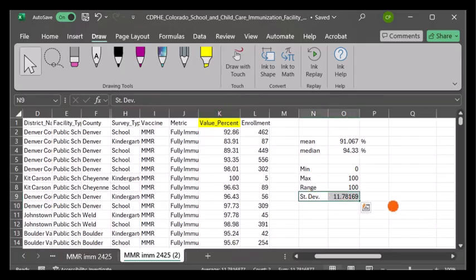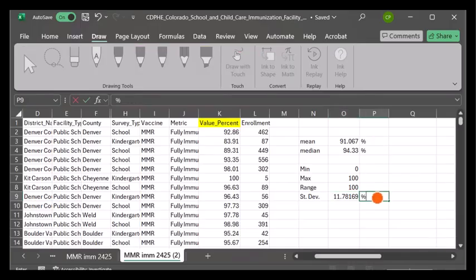The interpretation would be the same here. This is saying that if you consider all the schools in Colorado, these MMR vaccine rates vary from the average. The mean is 91% up here. They vary from the average by about 11 or 12%. The units on standard deviation and the range are both the same units as the original data values. So while the range is 100%, the standard deviation is 11 or 12%. And this gives us a sense of the spread of the data.